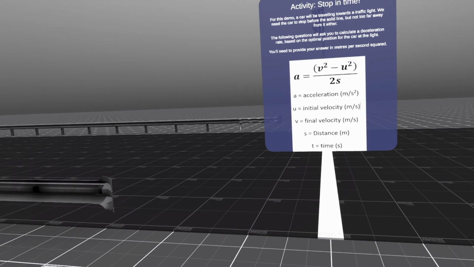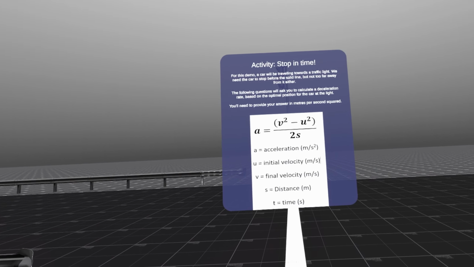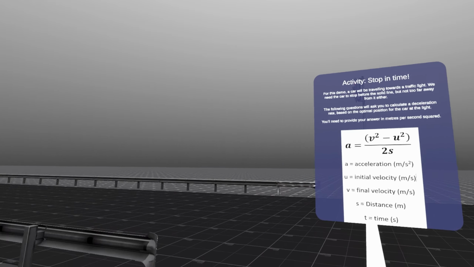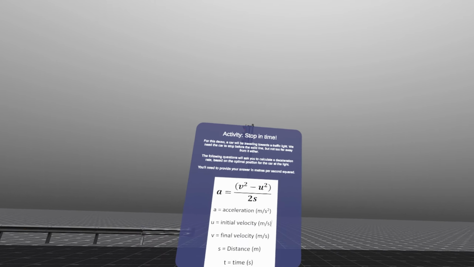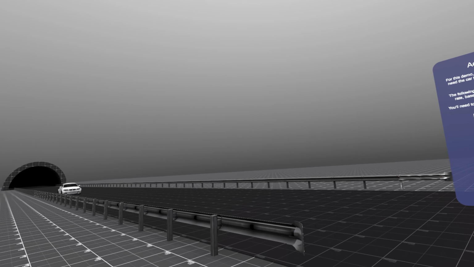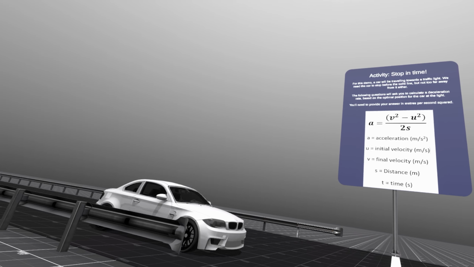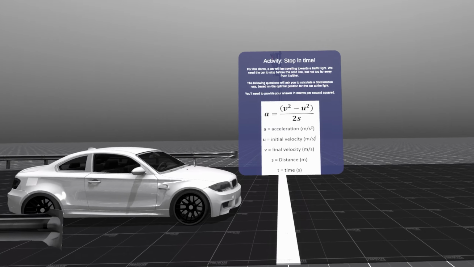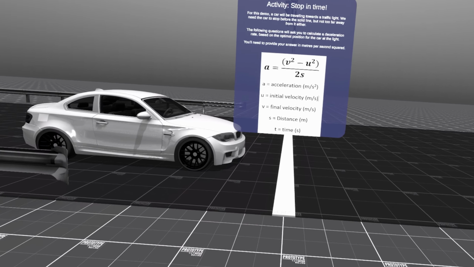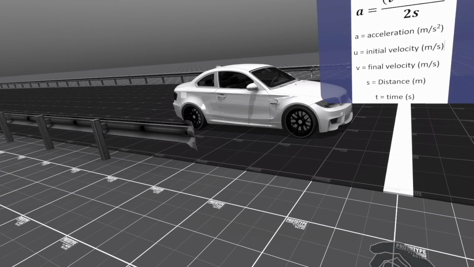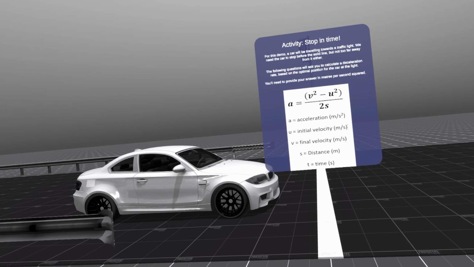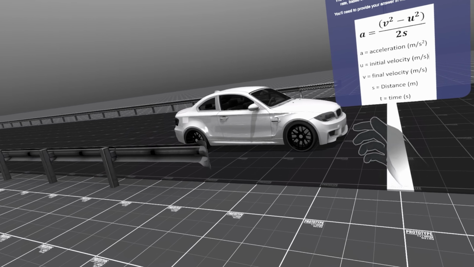Let's do it. For this demo, a car will be traveling towards a traffic light. We need the car to stop before the solid line, but not too far away from it either. The following questions will ask you to calculate a deceleration rate based on the optimal position for the car at the light. You'll need to provide your answer in meters per second squared. When you are ready to start, give me a thumbs up.